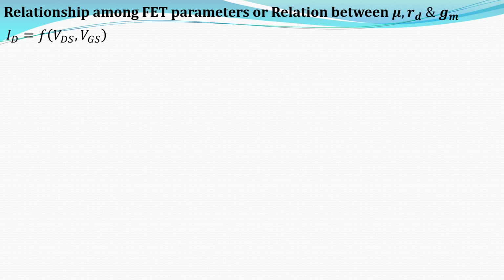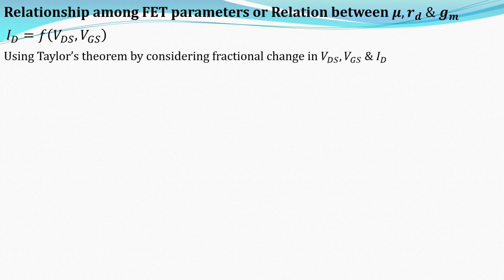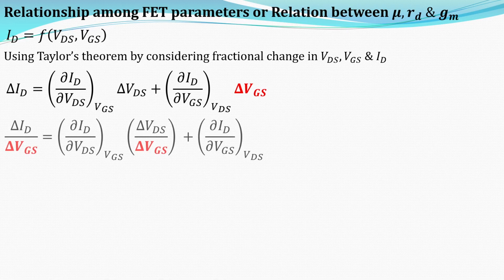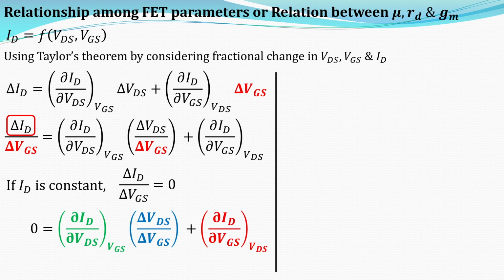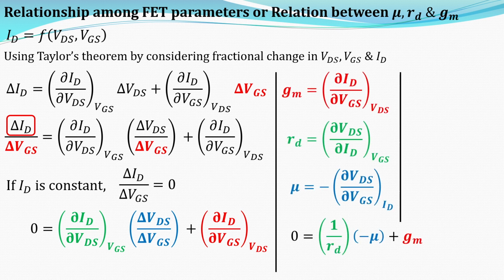So mu is nothing but the amplification factor. ID is nothing but the drain current. For calculating the drain current, we are using some theorems, such as the Taylor theorem, by considering the VDS value, VGS, and then the ID value. So first, we are calculating the ID value.